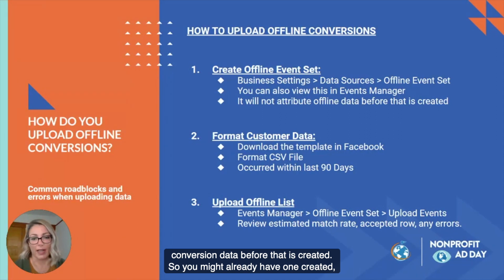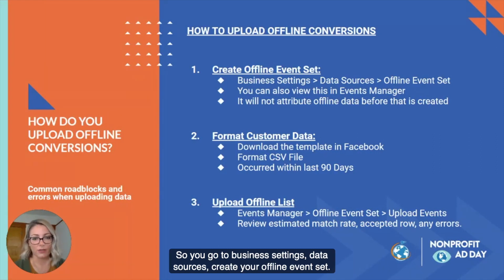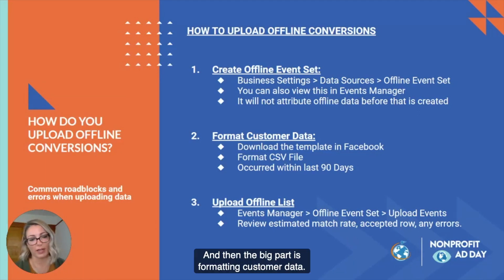So you might already have one created, but if not, double check in your ads manager and make sure that this is in there. So you go to business settings, data sources, create your offline event set. You can also just go to your events manager and do this. You can name it and set it to auto tracking, and you'll be good to go. So pretty simple there. It takes just a few minutes to set up. And then the big part is formatting customer data.